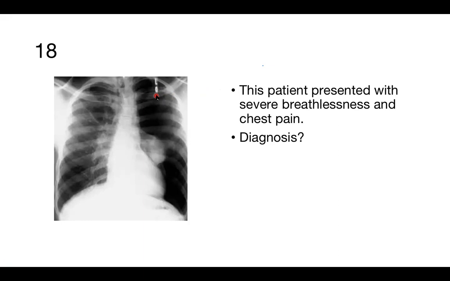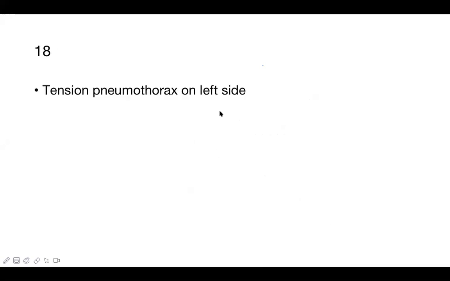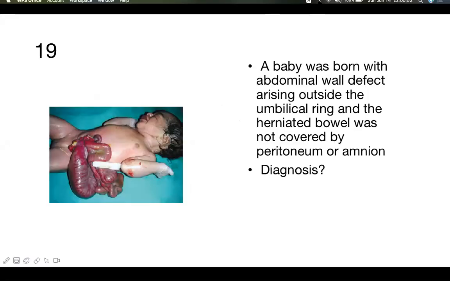And all other symptomatic and supportive management must be done, like oxygen. Oxygen therapy has to be provided because this is a very breathless condition. And after that, you find out the cause. What is the cause of this? Is it spontaneous pneumothorax, or is it another type of pneumothorax like a traumatic one? Very important question in different exams. So, tension pneumothorax on the left side. Let's move on. Let's go to number 19.